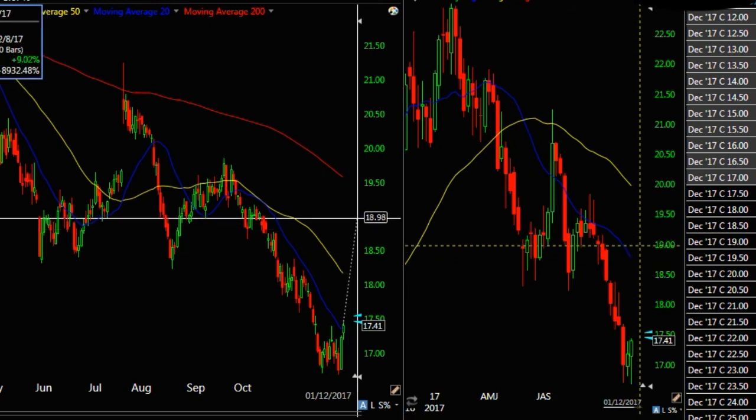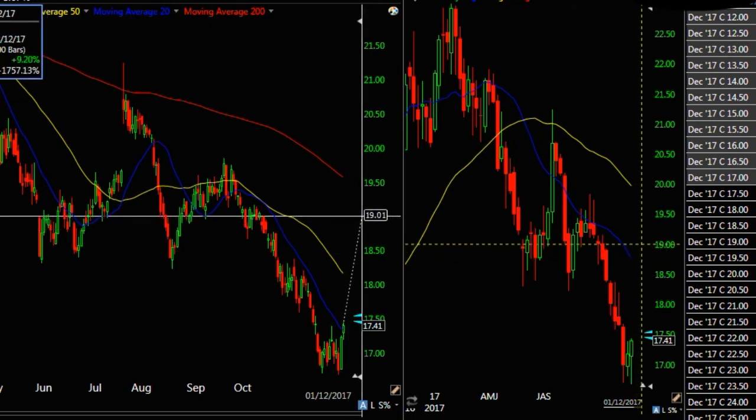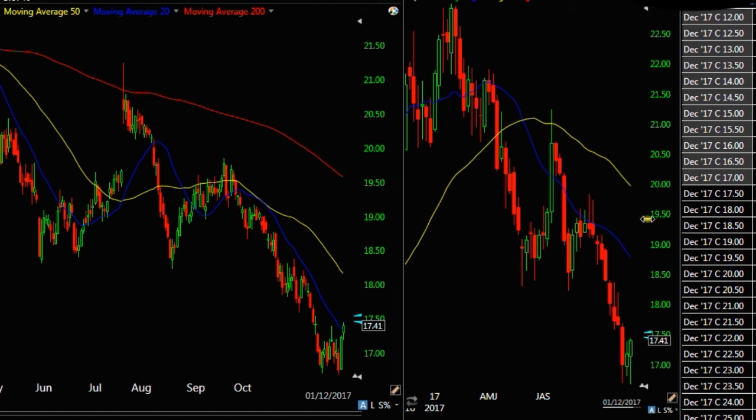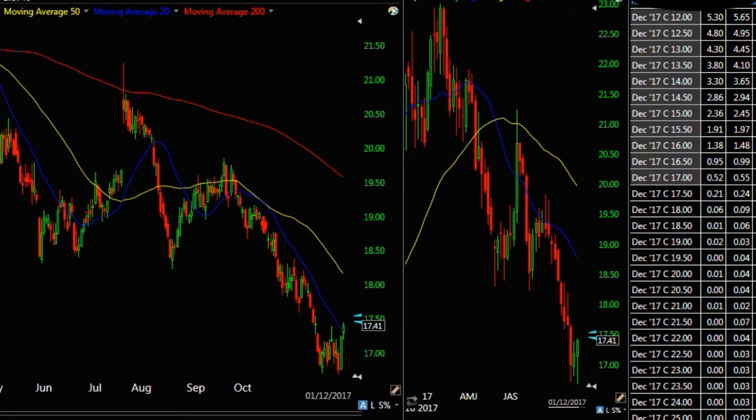And if it really gets going and hits $19, it would have moved up 9%. Let me show you the type of profit we are aiming to make on this trade. So I'm looking at an options chain here on the right hand side, and we're looking at the December expiry, which expires on the 3rd Friday in December. And I'm looking at the $18 strike price.